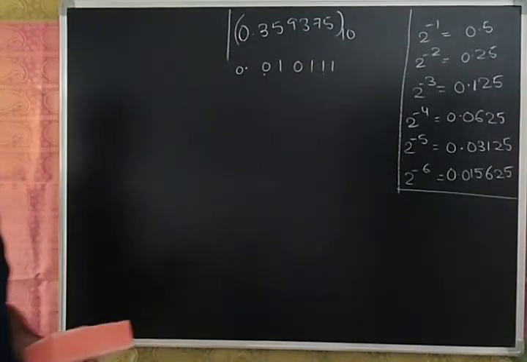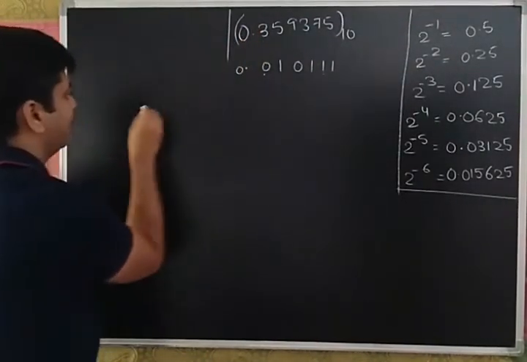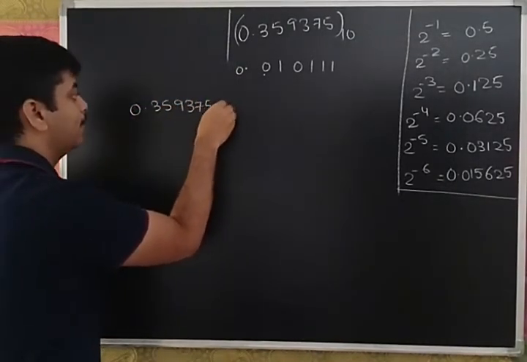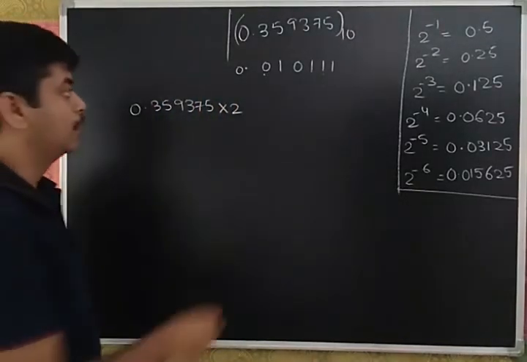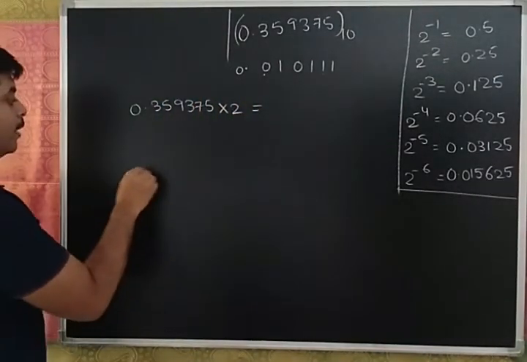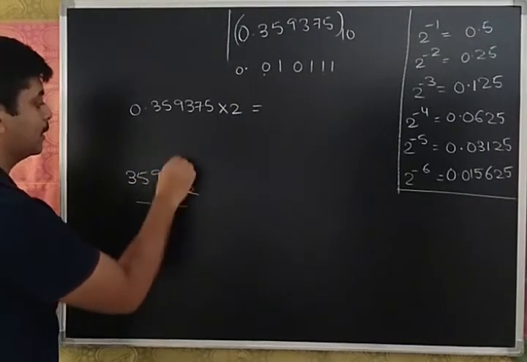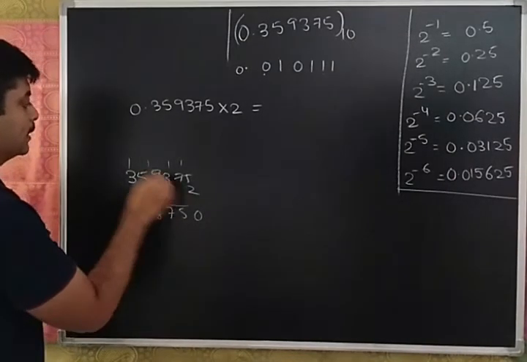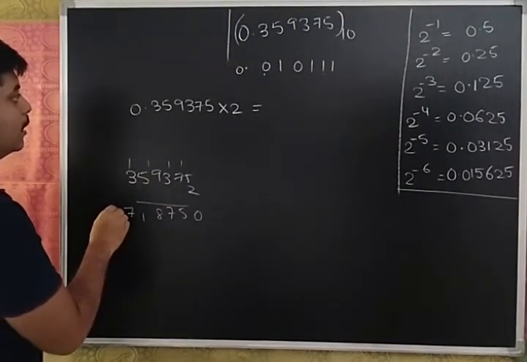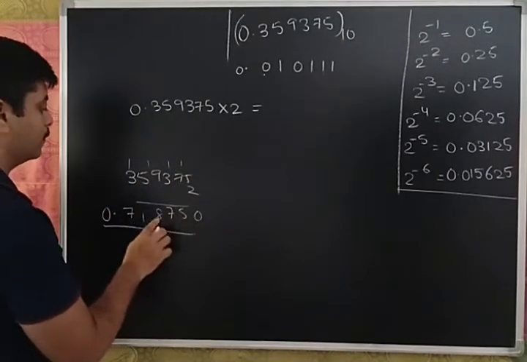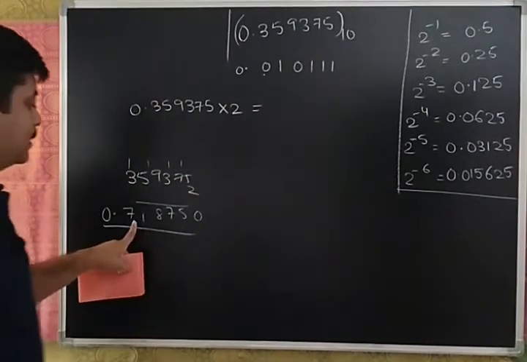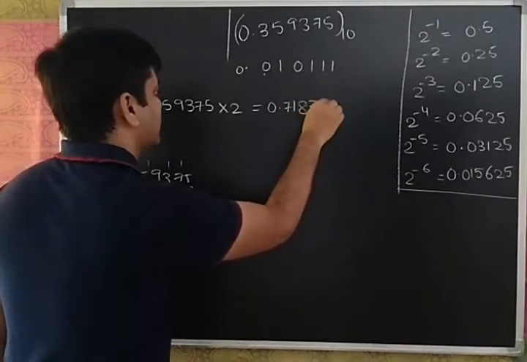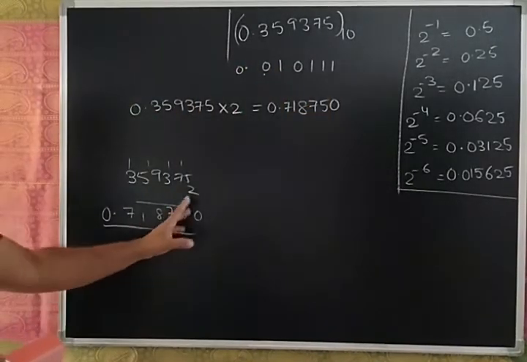Okay, see here. What you will do, you take this decimal part 0.359375, multiply with 2. What will you get here? 359375 times 2: 5 twos are 10, 7 twos are 14, 15, 3 twos are 6, 7, 9 twos are 18, 5 twos are 10, 11, 3 twos are 6, 7. 6 digits, 6 digits. You will get the answer as 0.718750.